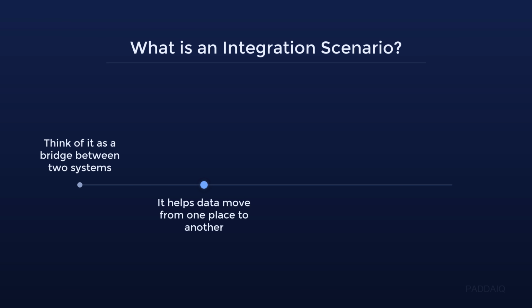It helps data move from one place to another. This means connecting different systems so information can flow between them. For example, when a sales order in SAP S/4HANA needs customer details from Salesforce, the integration scenario enables this automatic data transfer. This seamless movement ensures business processes run smoothly without manual effort.